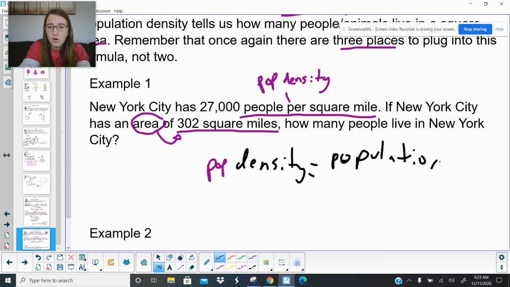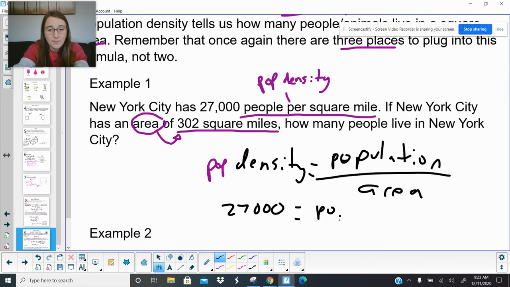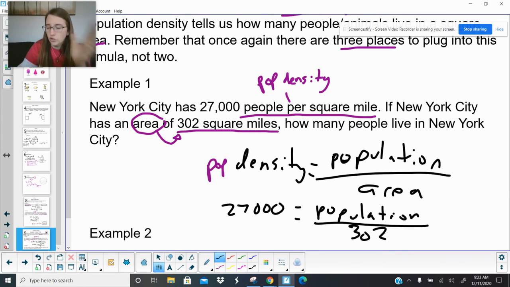Population over area. Where are we going to plug in the 27,000 and the 302? Try it. We said 27,000 is the population density. Again, people per square miles, that's population density. We are trying to find the population because it says how many people, that's population, and the area is 302. Now, what's going to end up happening in these questions, guys, in the density problems, you are either going to multiply or divide. What is population density? You can kind of think what makes sense.